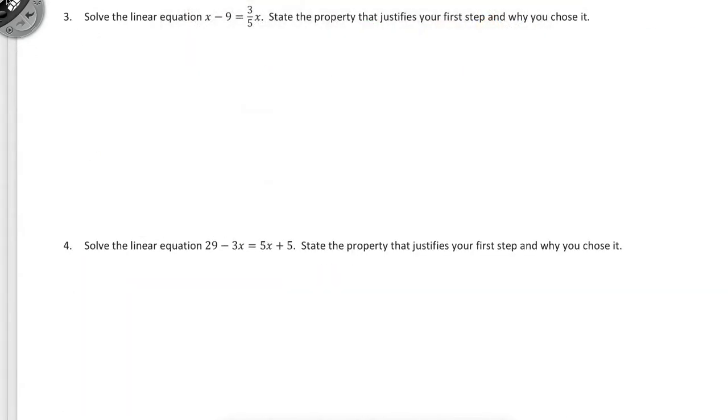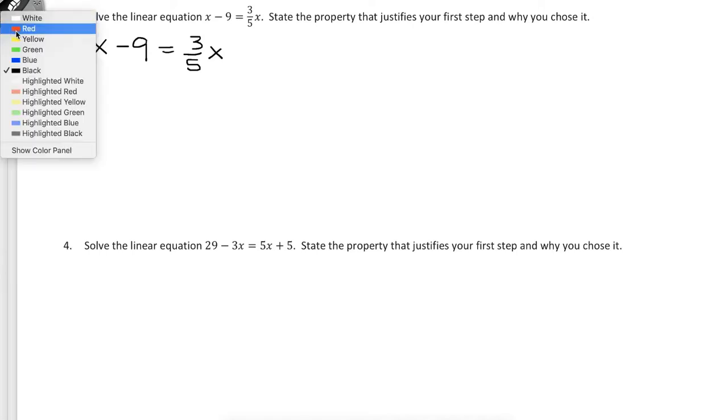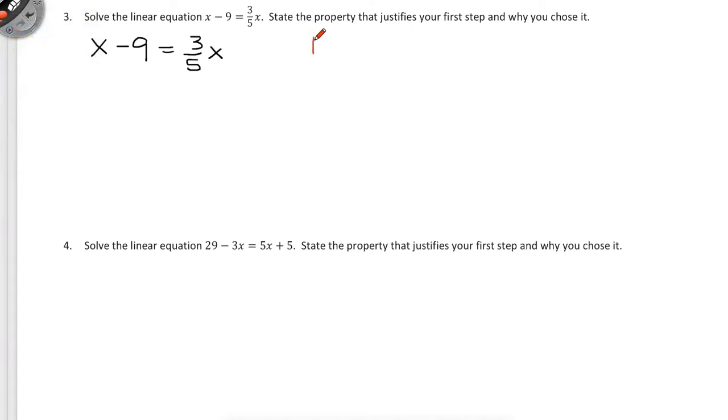All right, number 3. We're going to solve this linear equation here. I have x minus 9 equals 3/5 x. State the first property that we're going to use. All right. So the first property we are going to use on this one is called the subtraction property of equality. And just like it says, subtraction. So let me show you what that means.